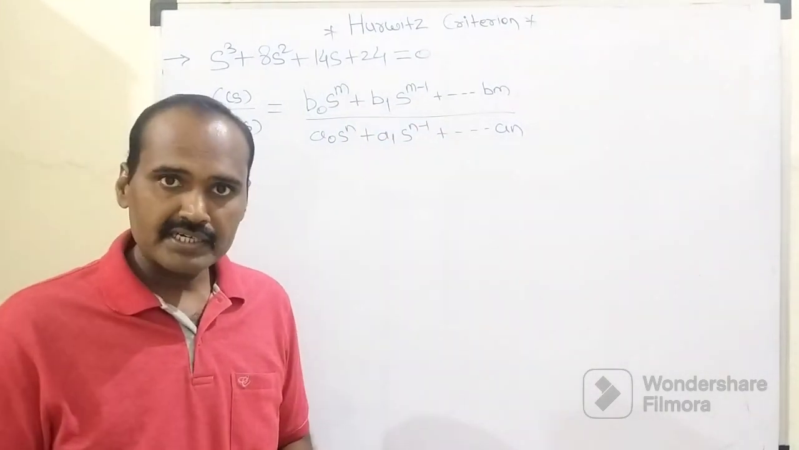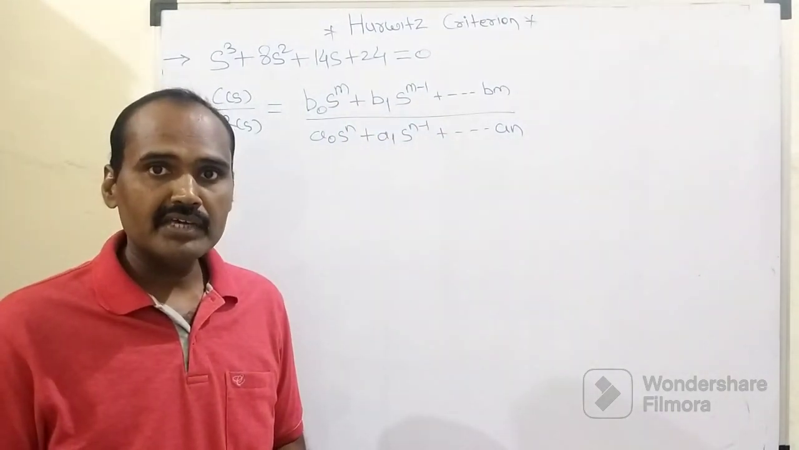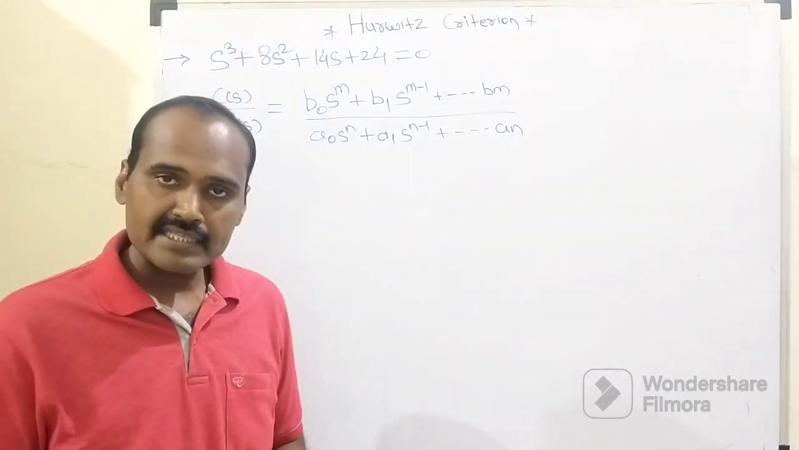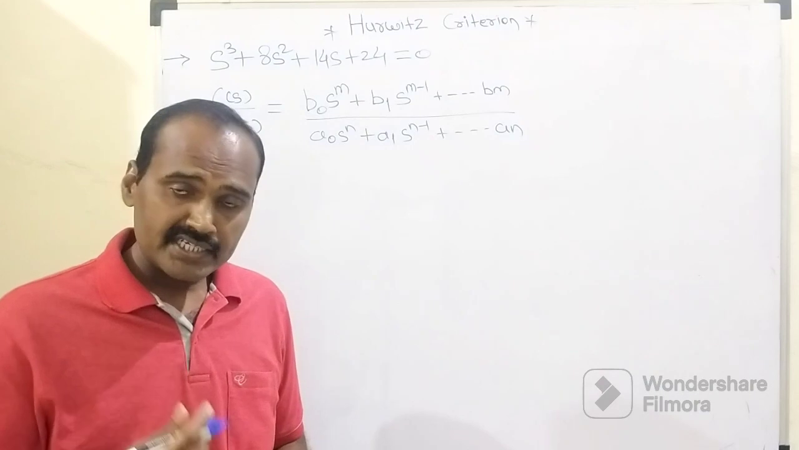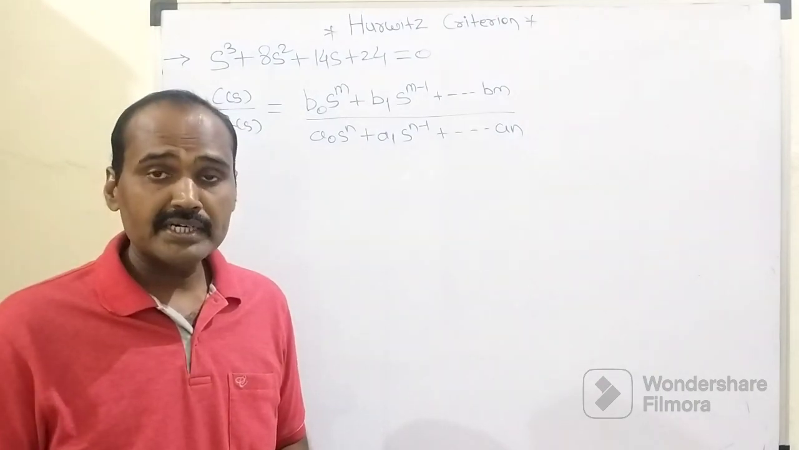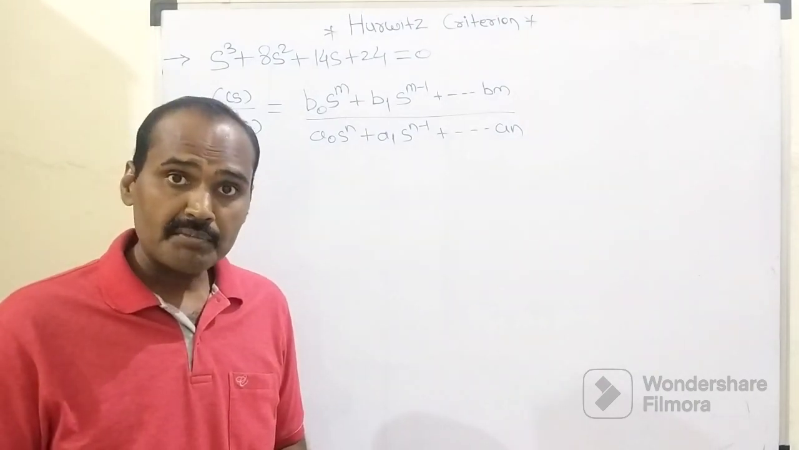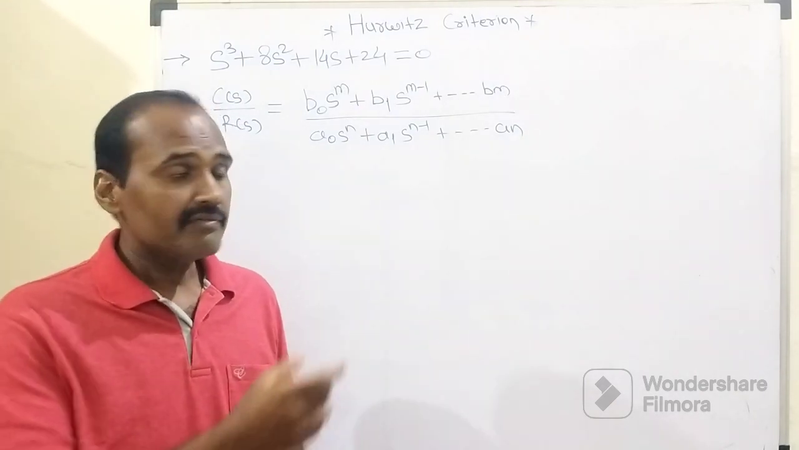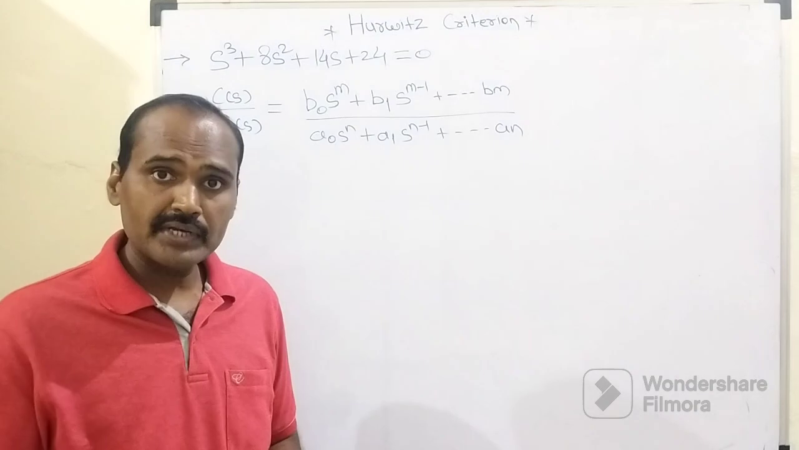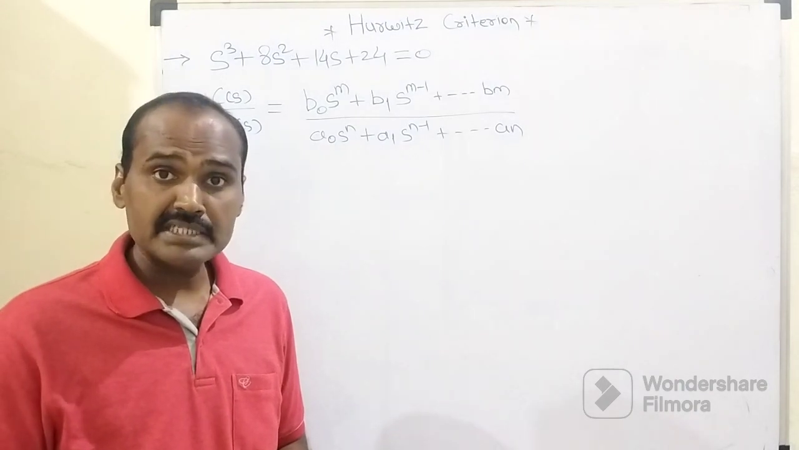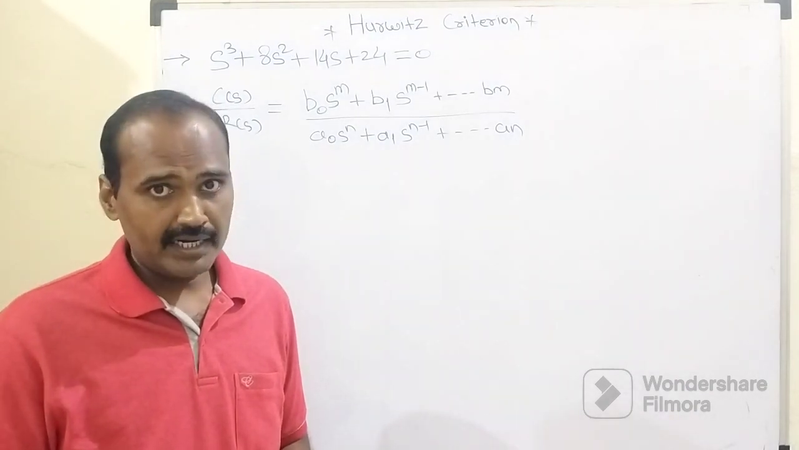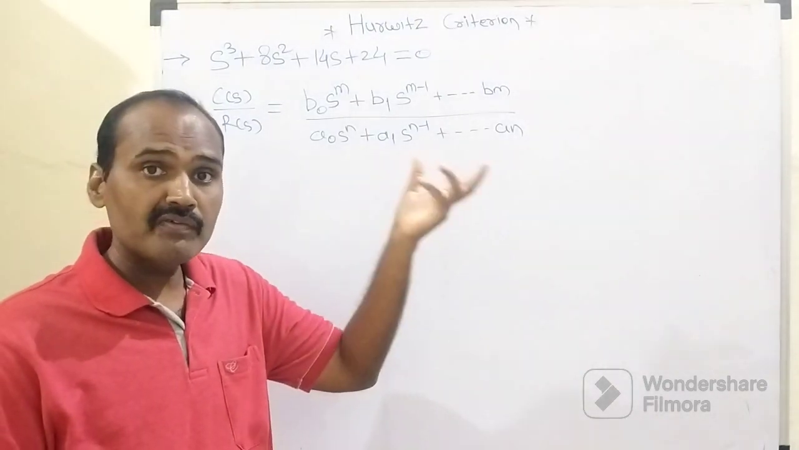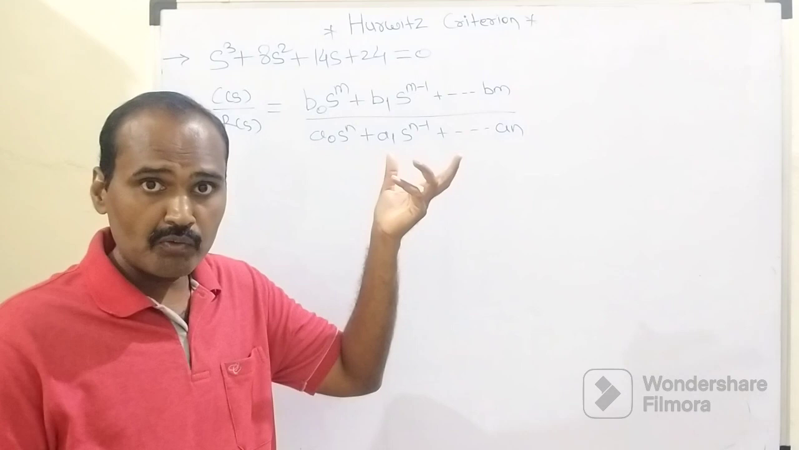One basic question arises in our mind: why are we using this type of criteria? The answer is that whenever we need to determine the overall stability of a given control system, with the help of this criteria we can define whether that given system is stable or unstable, right?